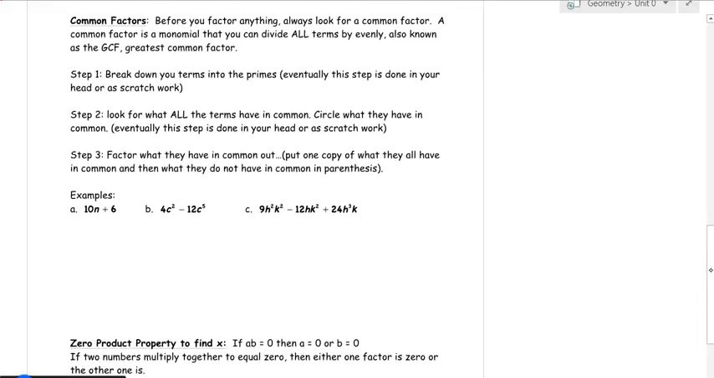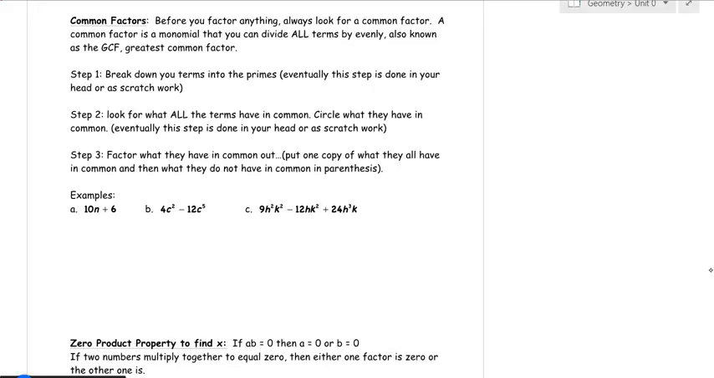Common factors. Before you factor anything else, always look for a common factor. This is going to make your rest of the factoring that we're going to do much easier if you have the common factors already factored out. A common factor is a monomial that you can divide all the terms by evenly, also known as the greatest common factor, hopefully. Step 1, we do in our head.